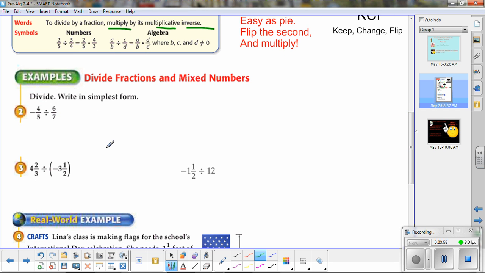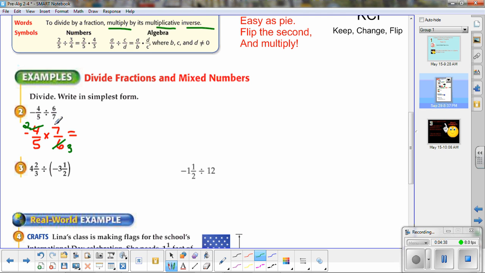So in our first example of -4/5 divided by -6/7, the first thing you're going to do is change it to multiplying by the multiplicative inverse, or dividing fractions, easy as pie, flip the second and multiply. Once you do that, now it's the same thing as we did in the previous lesson. You look to see if there's anything that can be simplified before you multiply. For example, the 4 and 6 both can be divided by 2. 2 goes into 4 twice. 2 goes into 6 3 times.